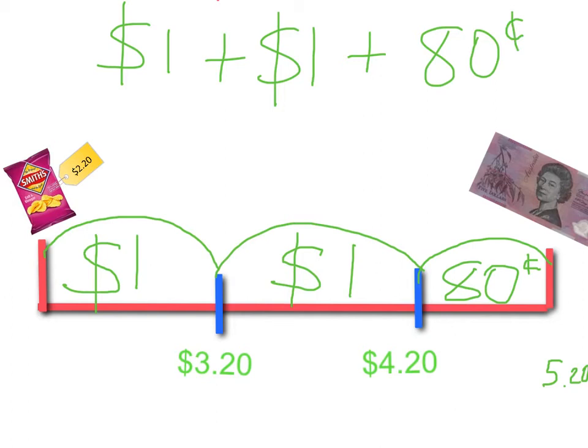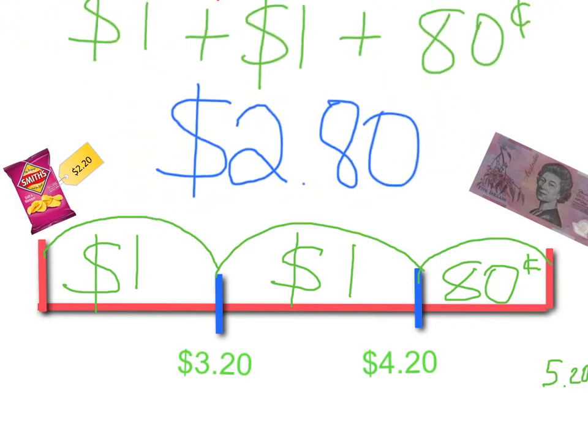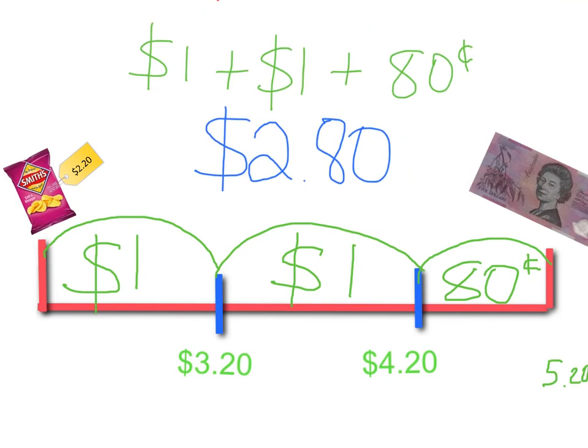I wonder if you know. There's a difference of $2.80 between the chips and the $5 note. So that means that our change is $2.80. Well, that's pretty cool, because I tell you what, if you had $2.80, that means you could buy a second packet of chips with that $5 note.